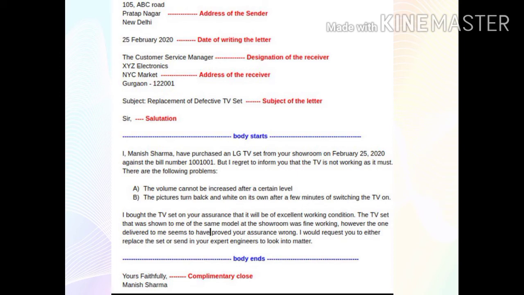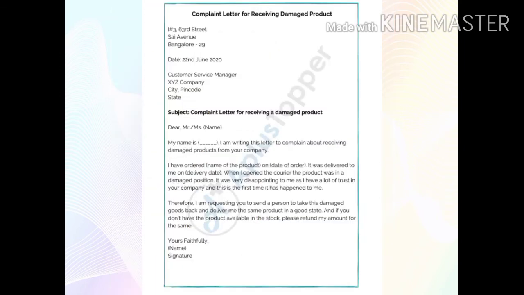Letter writing generally it comes for 8 marks. So very easy to score marks, 8 marks in your letter writing section. Now let me just show you 2 more sample letters.